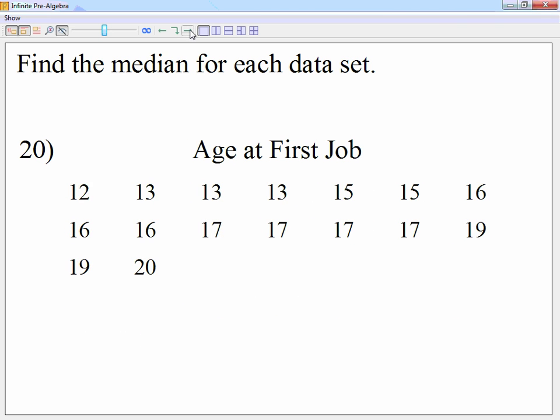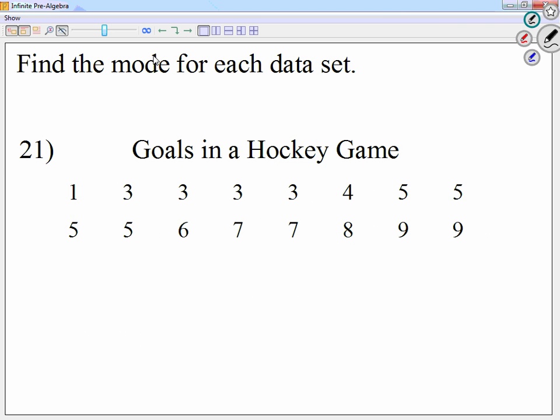Let's take a look at number 21. Find the mode. Yesterday I mentioned the mode looks like the word more, which means which number do you see more than anything else?